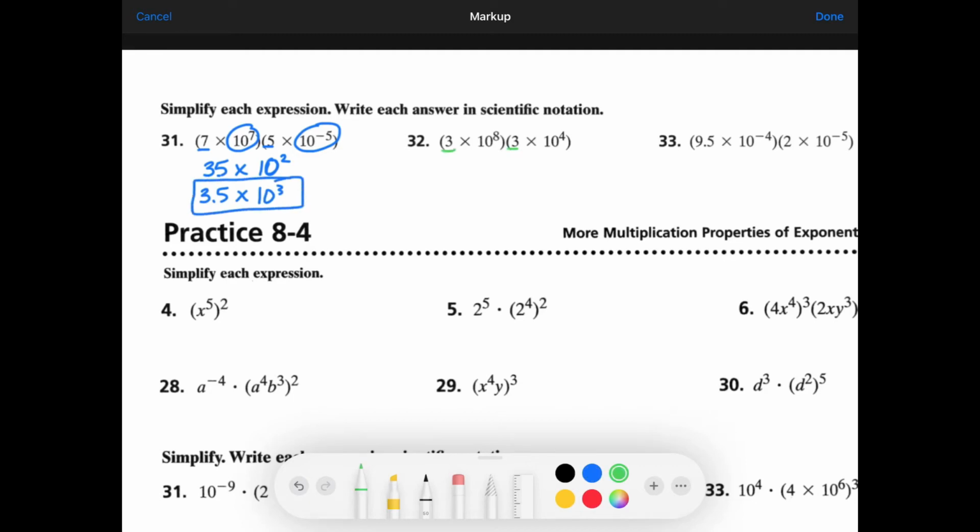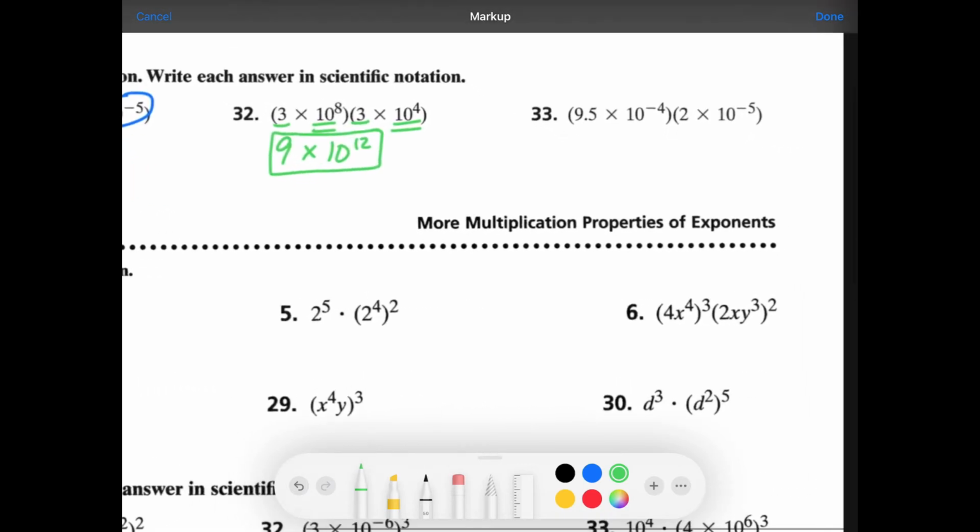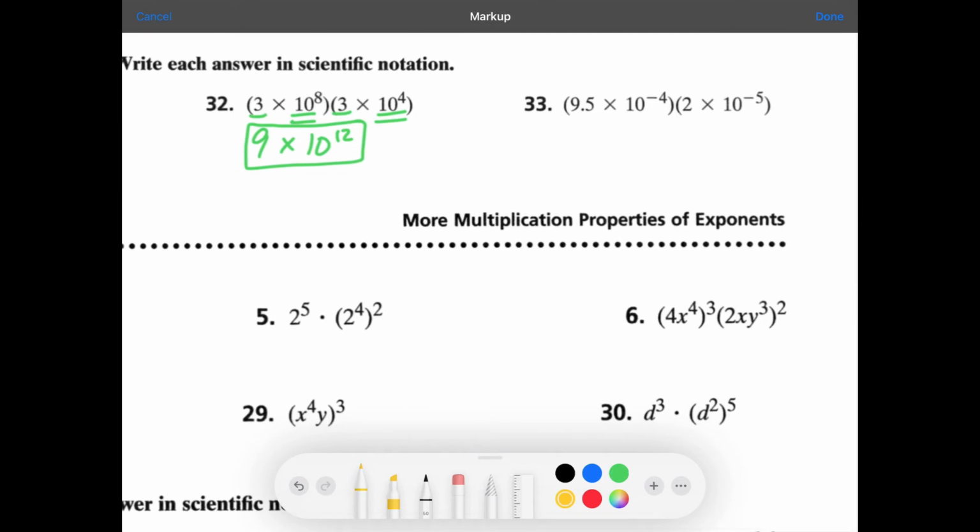32, we have 3 times 3 is 9, and then we'll add the exponents on the 10, so that would be 10 to the 12th. That's in scientific notation, so that one's good. 33, you got 9.5 times 2, which is 19. We'll add the exponents, which will be negative 9. Make 1.9, so we made it smaller. Let's make the exponent bigger.